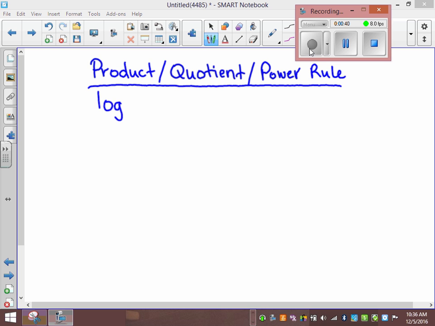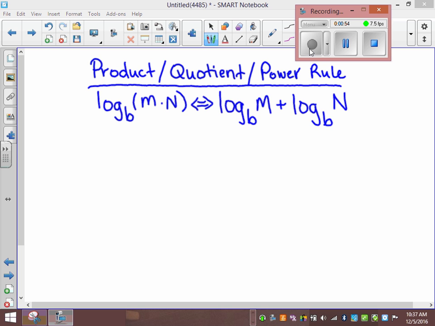It's log base b of m times n. I can rewrite that as interchangeably log base b of m plus log base b of n. So I can take a log base of something that's being multiplied together and I can expand it out as an addition. And the reason why this is a double arrow is because I can take something that's expanded out with the same base addition and I can put it together as multiplication. You can go back and forth with these.